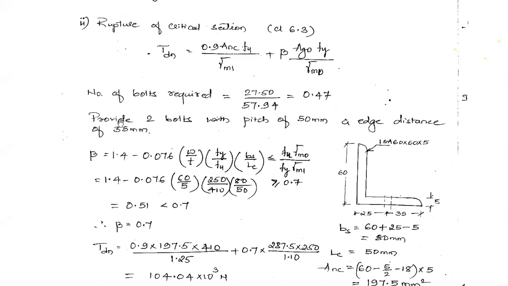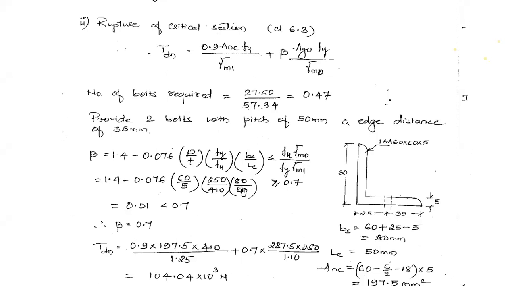Now with these two bolts, what will be the value of beta? Beta will be 1.4 minus 0.076 w, the width of the outstanding leg 60 mm, divided by thickness of angle 5 mm, into Fy 250 divided by Fu 410, into bs by Lc. Here bs is 60 plus up to the center of this connection 25 minus the angle thickness 5, so bs comes out to be 80 mm. For the end connection length Lc, we have only one pitch distance, because we are providing two bolts. So bs upon Lc is 80 by 50.